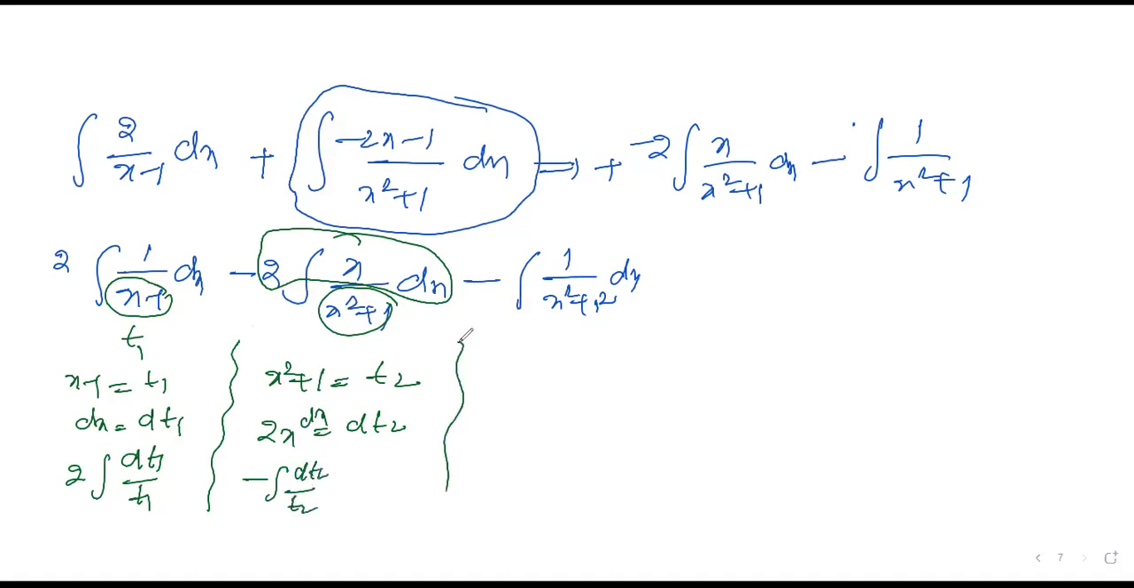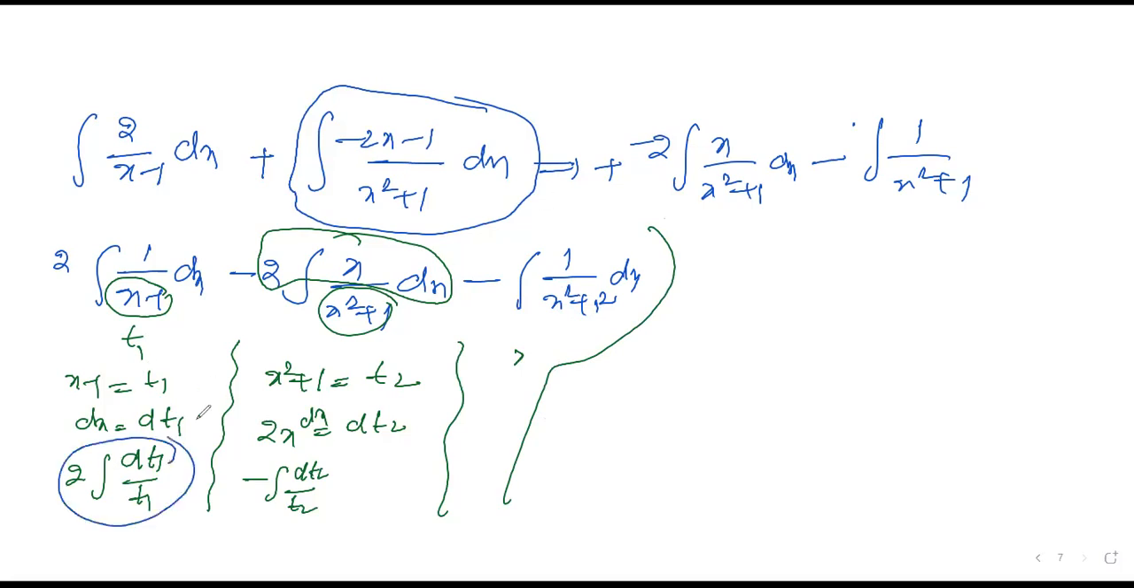Clear. Next is x square plus a square, the direct formula is available, right? So 1 by a tan inverse x by a. I don't want to waste the time. Now let us start writing out the answers.